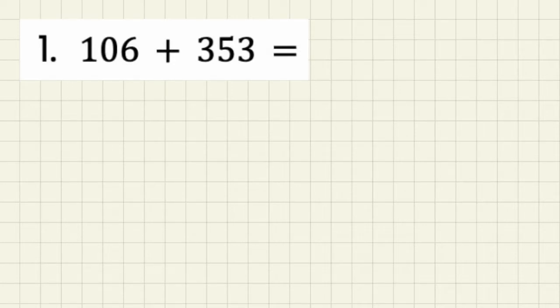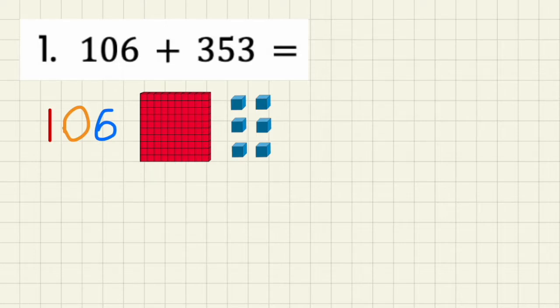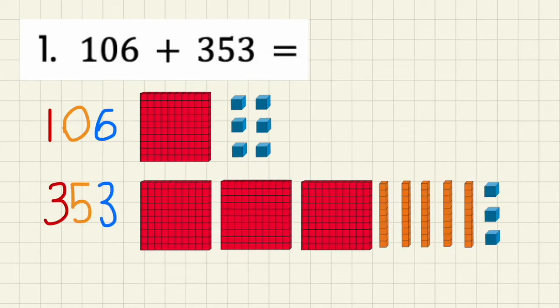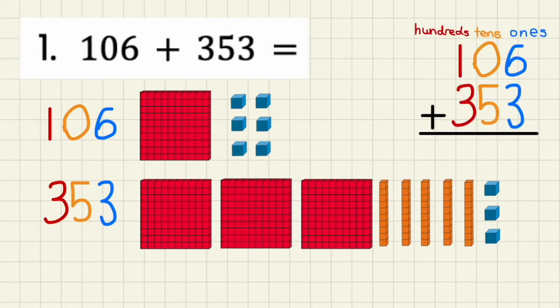Alright, so this is the first question. 106 plus 353. First, let's break down what 106 is. 106 consists of 1 100 and 6 ones. 353, the second number in this question, consists of 3 100s, 5 10s, and 3 ones. Now, let's write it in vertical form.